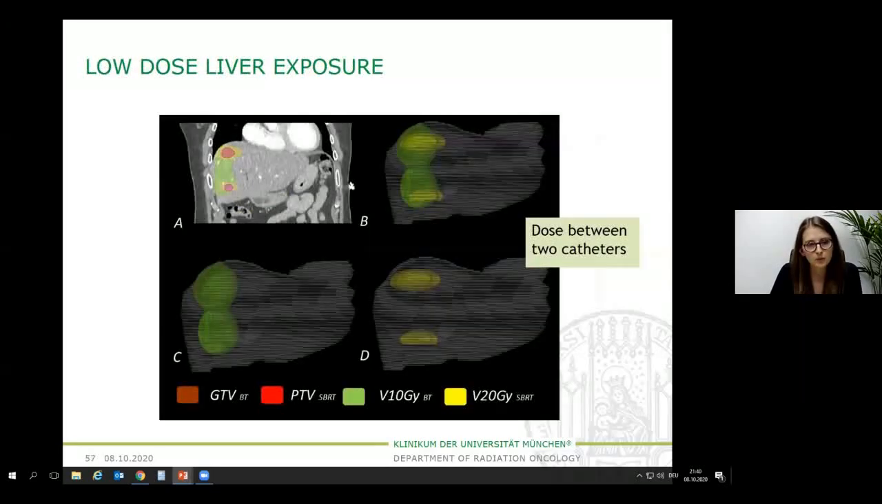Another problem which you could have is that if you have 2 lesions which you treat very close to each other, also in brachytherapy, the dose can go together, and you can have a higher dose exposure if they are really close to each other.